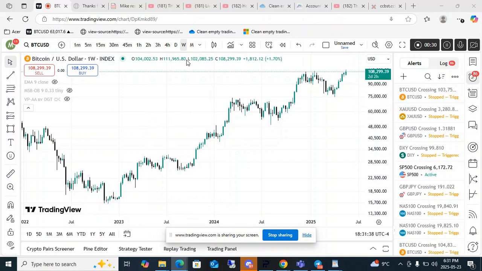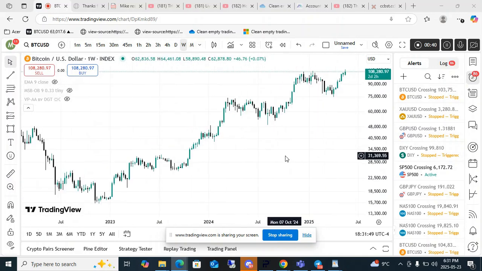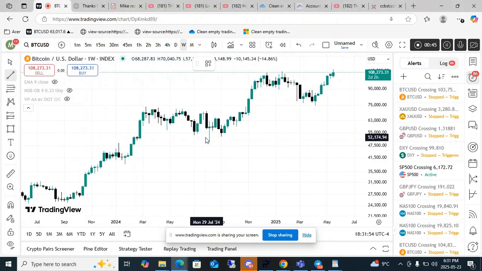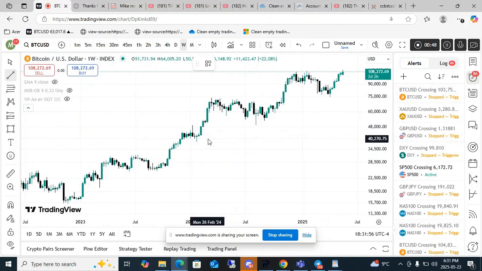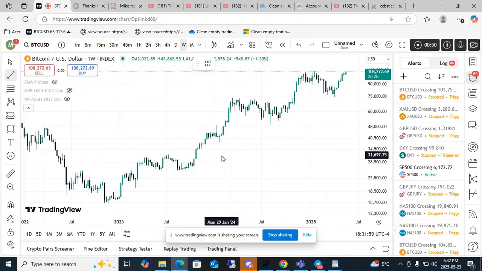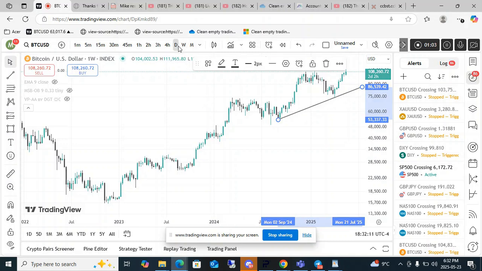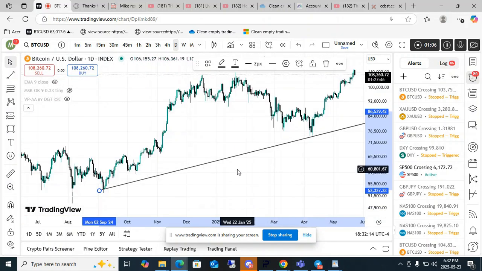So we all know that I usually start my top-down analysis from the weekly time frame. What I do is first check what the trend is doing. This is a bullish trend for BTC, so I mark up my trend line. Okay, first touch, second touch. I'll go to the daily time frame to confirm that.